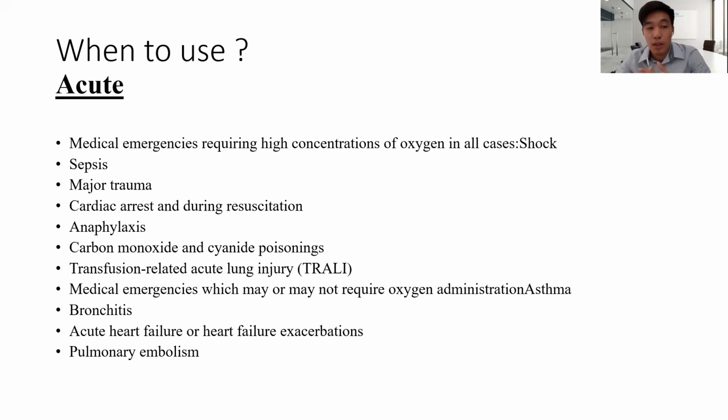Okay. Next, when do we need to use? So there are two, which is acute and chronic. Acute is medical emergencies requiring high concentrations of oxygen in all cases. Sepsis, major trauma, cardiac arrest, and during resuscitation. So normally this is during CPR, which we will use the bag. Anaphylaxis, carbon monoxide, and cyanide poisonings. Transfusion-related acute lung injury, or called TRALI.